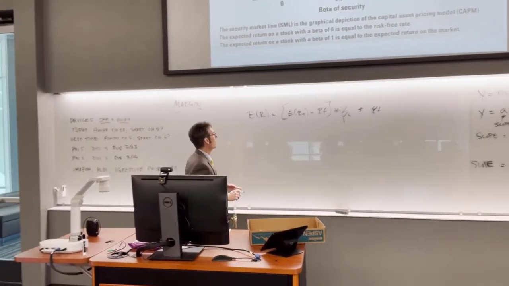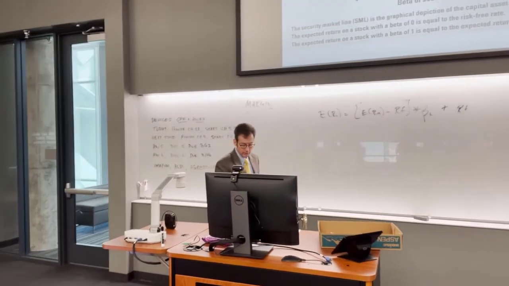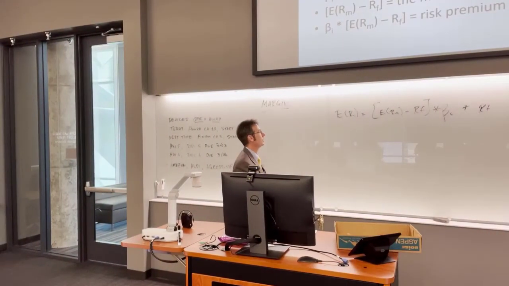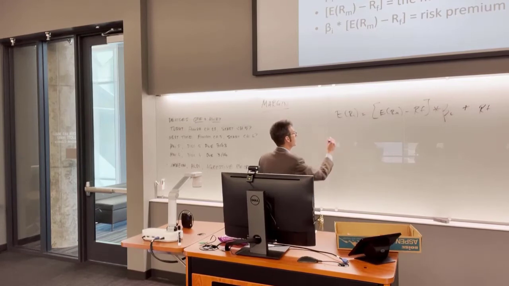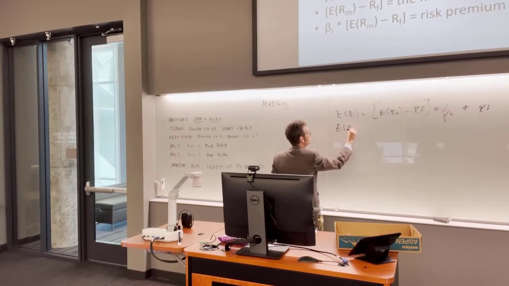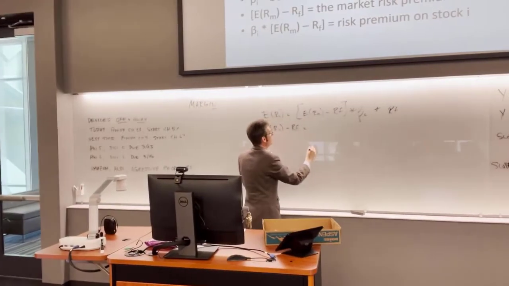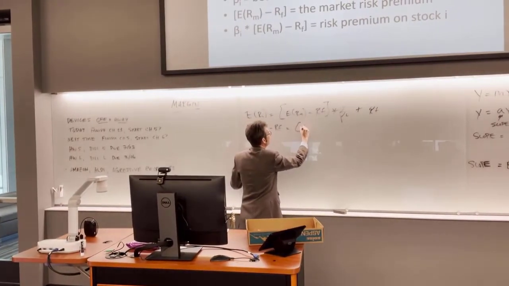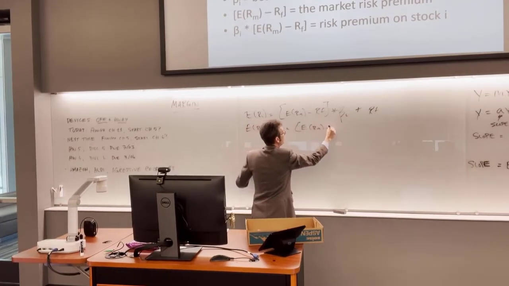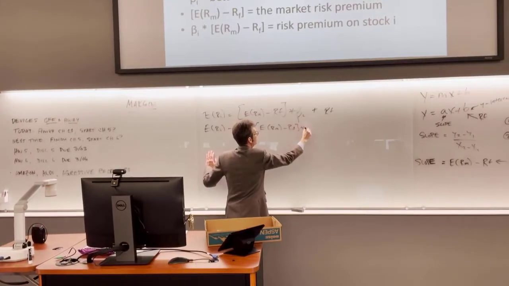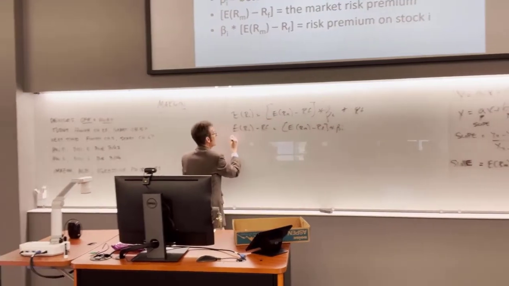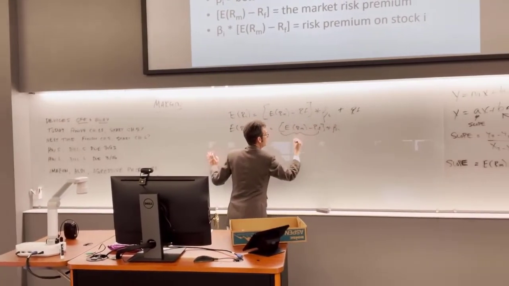Okay, now you can rearrange this and put it in the order we have up on the screen. But before we do that, let's mess around with it a little bit and see what else we can learn. First of all, what if I subtract the risk-free rate from both sides? Then I have the expected return on the stock minus the risk-free rate is equal to the expected return on the market minus the risk-free rate times beta sub I. We know this is the market risk premium.